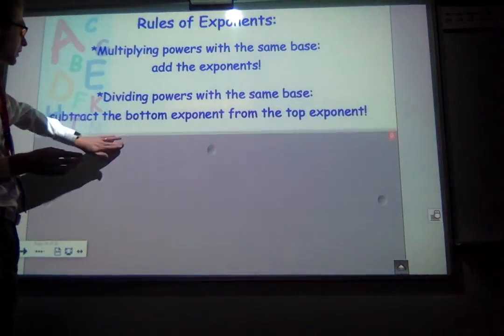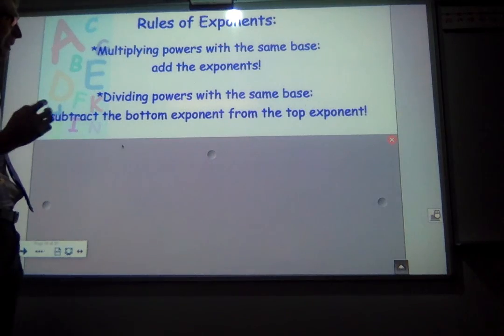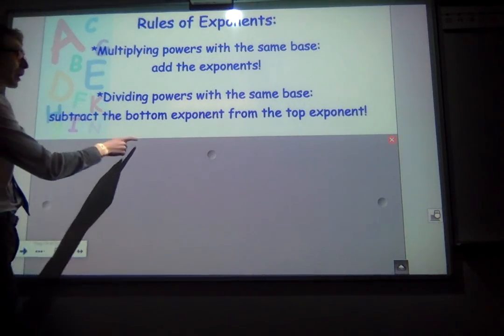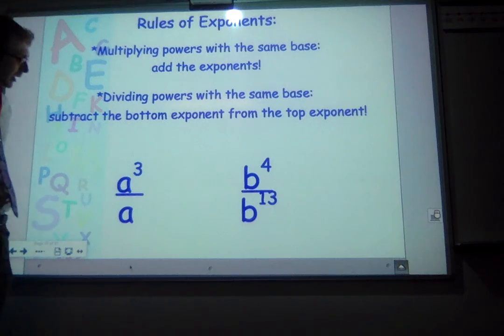All right, so let's go on to the second rule of exponents. Dividing powers with the same base. So we've got to subtract the bottom exponent from the top exponent. Here, the bottom one doesn't have an exponent, or does it?